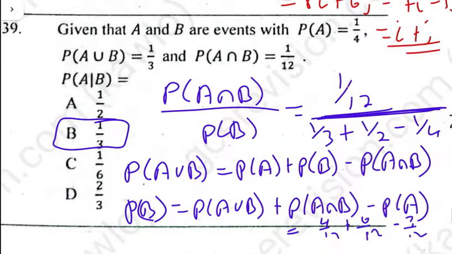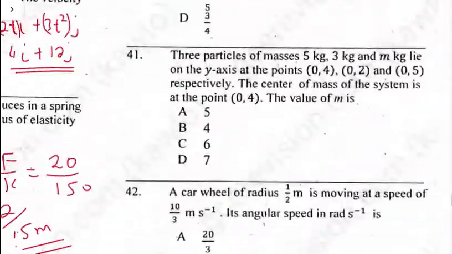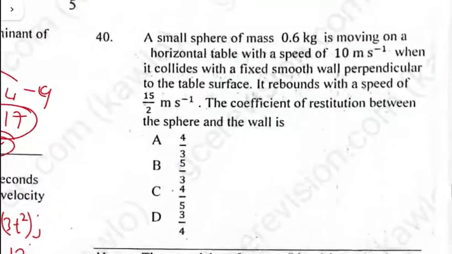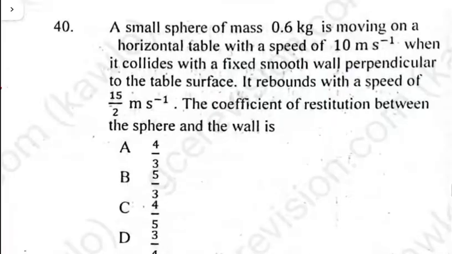Okay, question 40. A small sphere of mass 0.6 kg is moving on a horizontal table with speed 10 meters per second. When it collides with a fixed smooth wall perpendicular to the table surface, it rebounds with a speed of 15 on 2 meters per second. The coefficient of restitution between the sphere and the wall is.